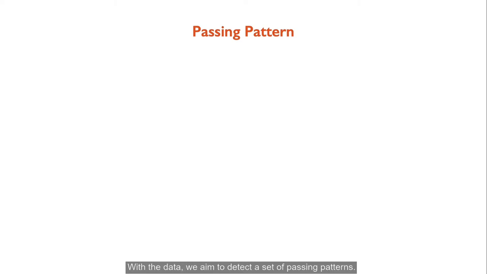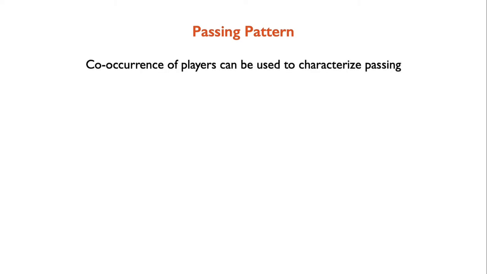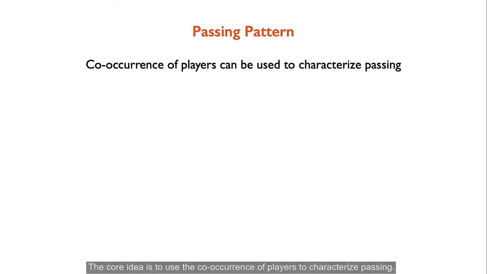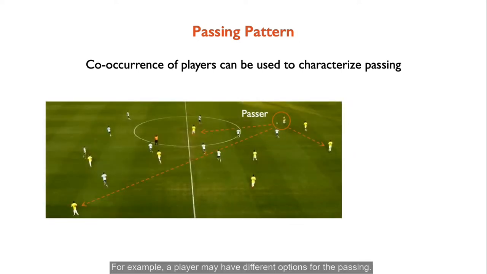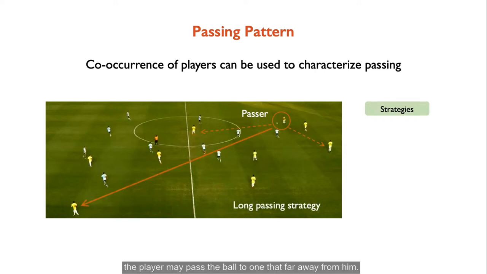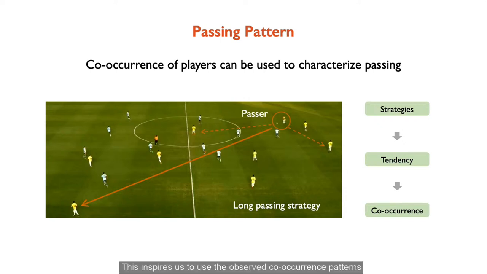With the data, we aim to detect a set of passing patterns. The core idea is to use the concurrence of players to characterize passing. For example, a player may have different options for the passing. We consider that this passing option is affected by the team's passing strategy. When the team is applying a long passing strategy, the player may pass the ball to one that is far away from him. Hence, the strategy may cause a tendency of passing, which further causes the concurrence of players in passing. This inspires us to use the observed concurrence patterns to characterize the high-level passing strategies.